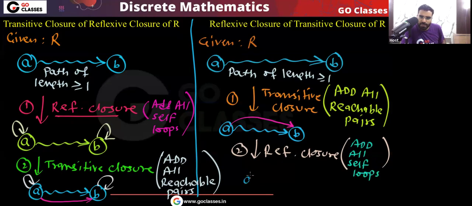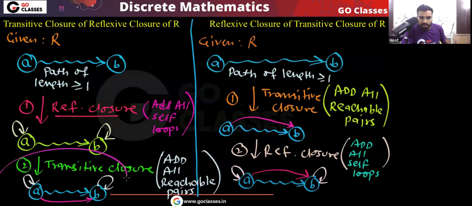Then what we are going to get? Everything else will be as it is. Now we will add the self loops. That's it. Did you notice that on the LHS also, on the RHS also, the result is the same? So for the relation R, first you find the reflexive closure, then the transitive closure, or first the transitive closure, then the reflexive closure, the result will be the same.